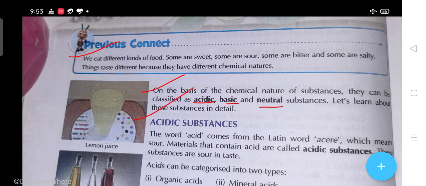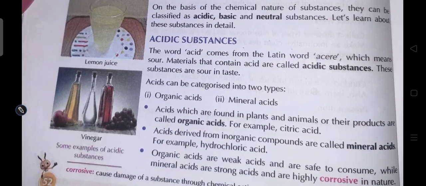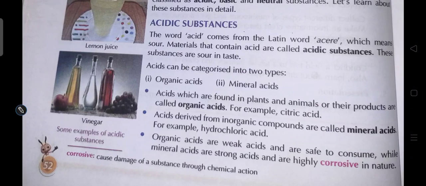First, we discuss the acidic substances. The word acid comes from the Latin word acer, which means sour. Materials that contain acid are called acidic substances, and these substances are sour in taste. For example, here is lemon juice, and if you take that lemon juice, then you will feel a sour taste, and the sour taste is indicating that lemon juice contains acid. And what kind of acid is there? Citric acid.